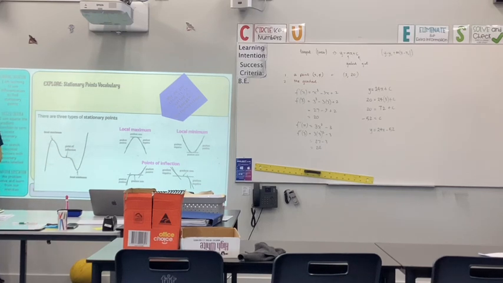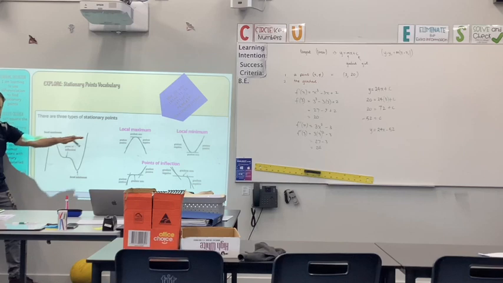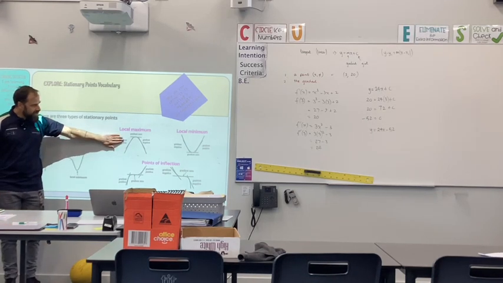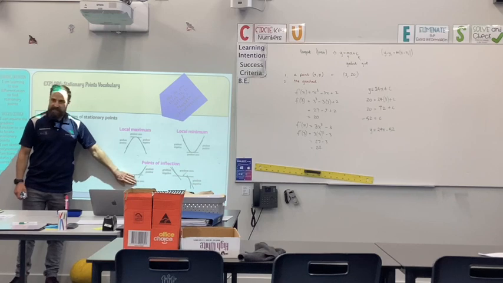Our stationary points, we've seen them in our cubics. We have maximums, we have minimums, and we have points of inflection. All of these three types of stationary points have a gradient of 0, because at that little instant, it's flat, it's horizontal. So the gradient's equal to 0. So we've got three types of stationary points we're going to be looking for. They're local maximum, local minimum, and points of inflection.